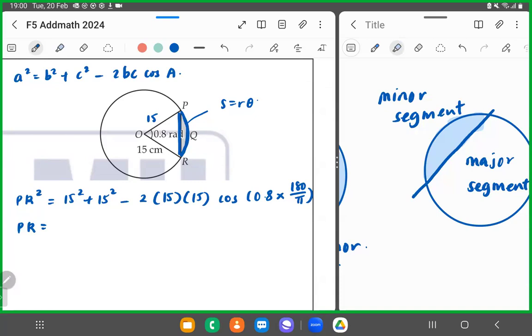Let me use the 2r sine theta over 2. Okay, 136.482, that one, right? You have to square root it because it is PR squared. So PR equals the square root of 136.482.